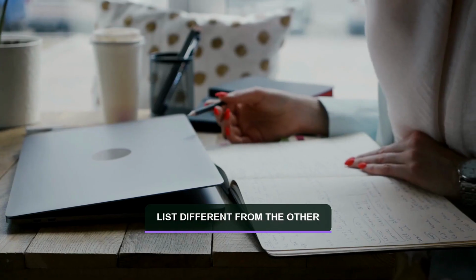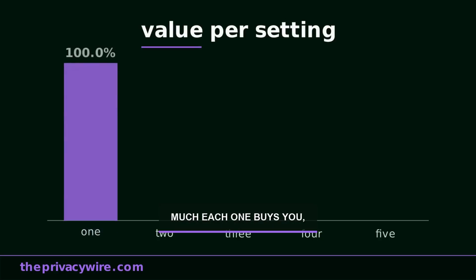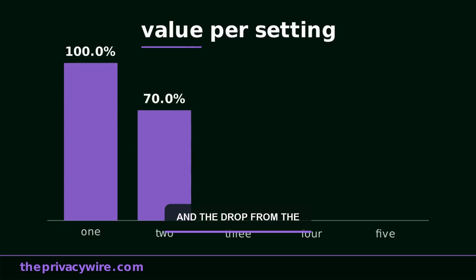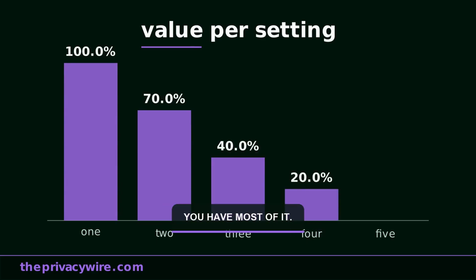What makes this list different from the other one is the sorting. These are ranked by how much each one buys you, and the drop from the first to the fifth is steep. If you stop after 3, you have most of it.